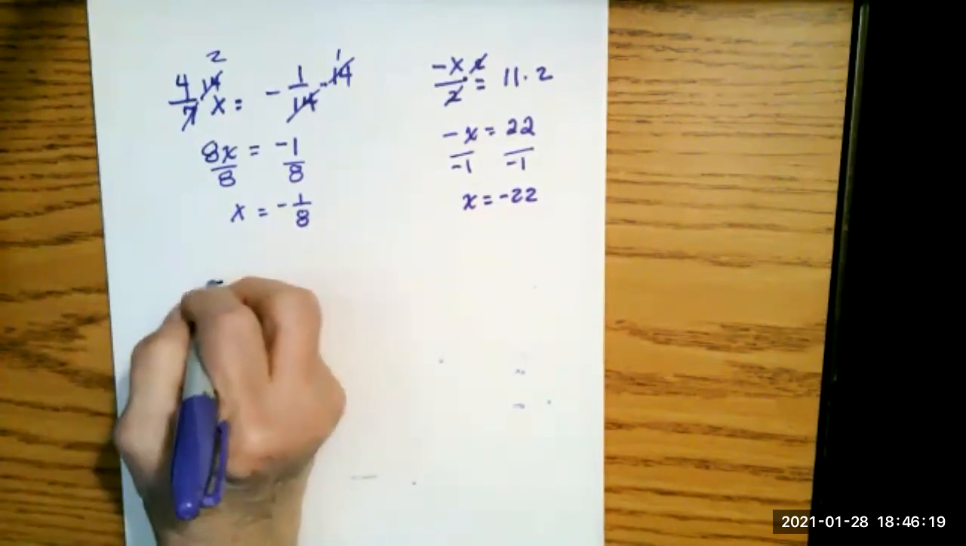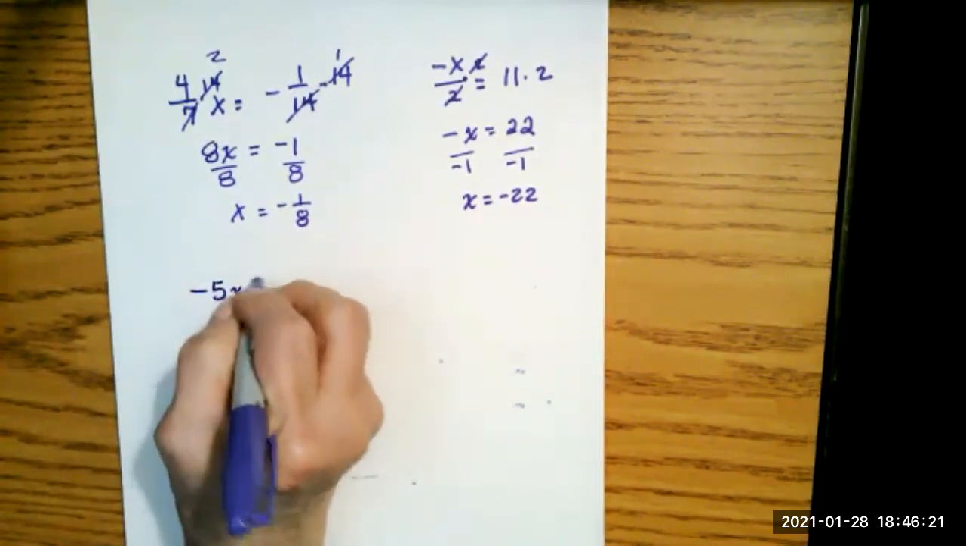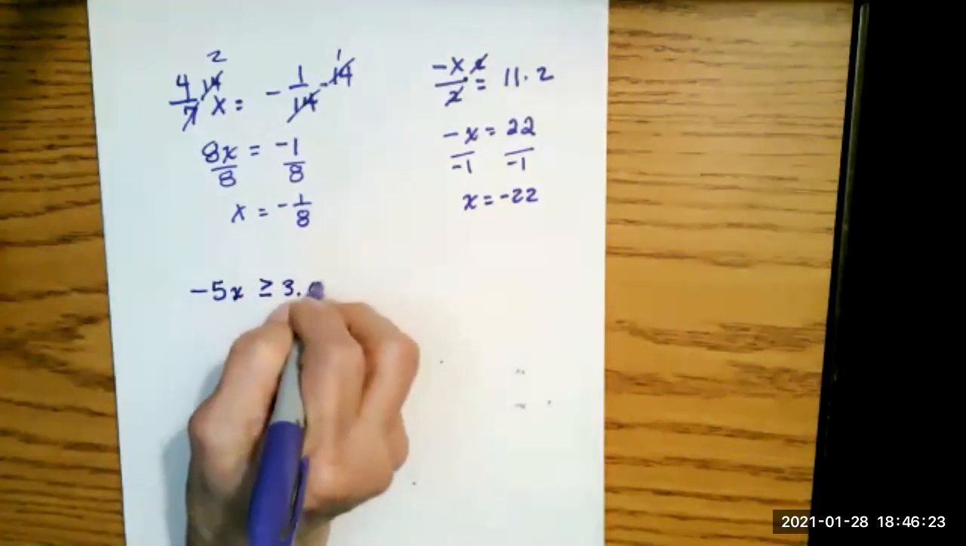Okay, another one that was missed was negative 5x is greater than or equal to 3.0.